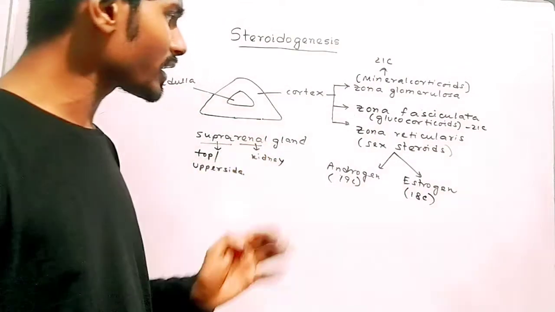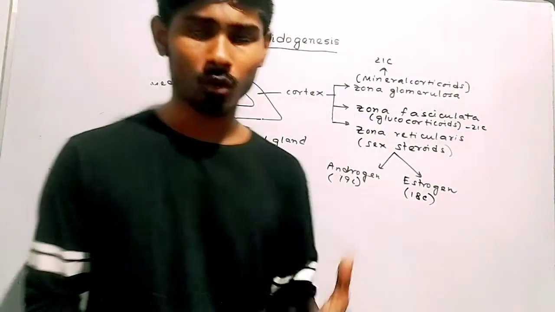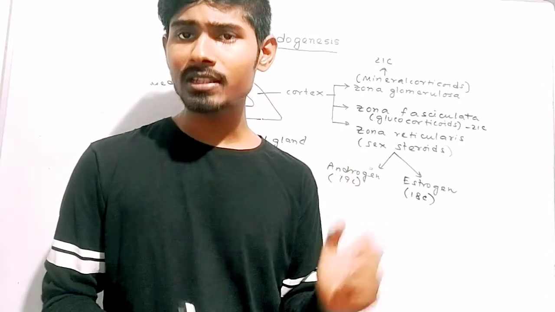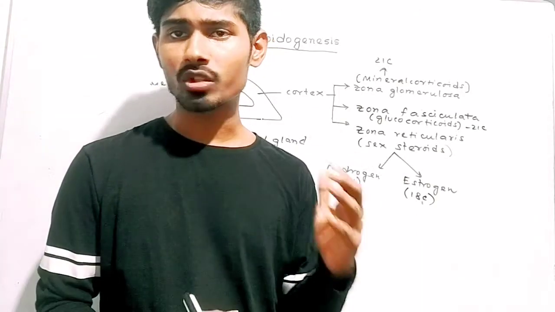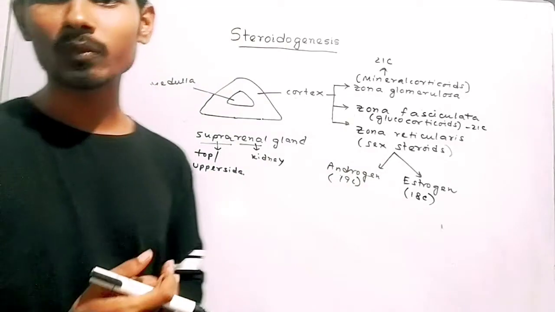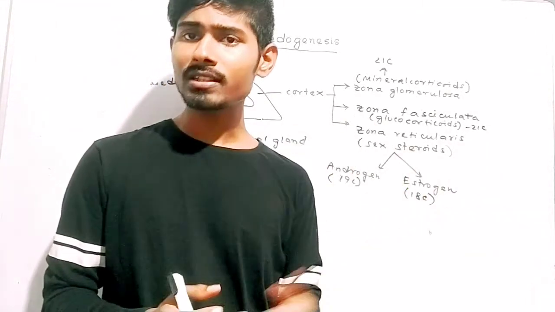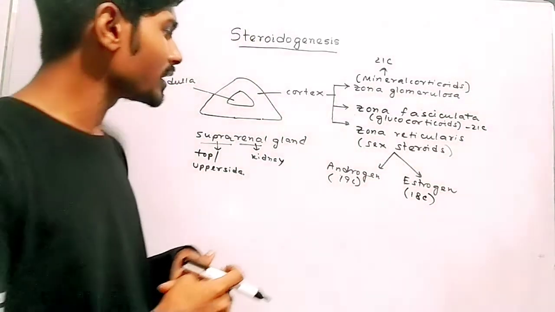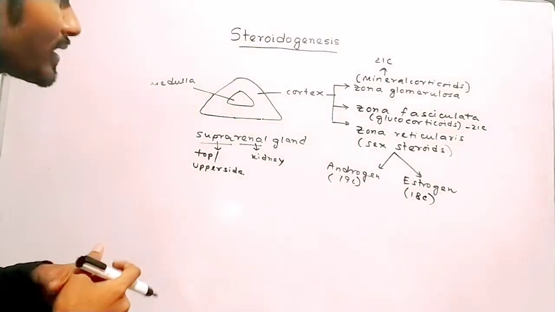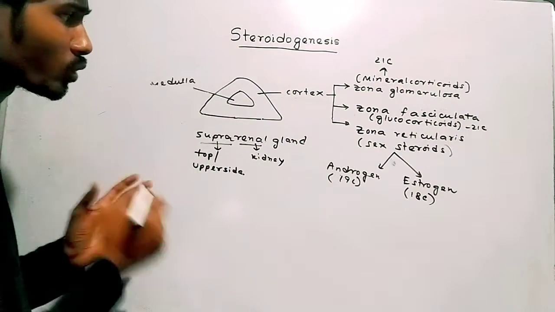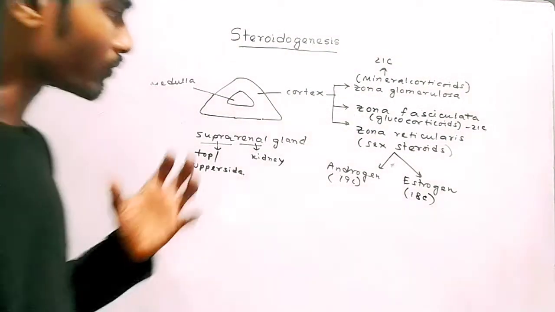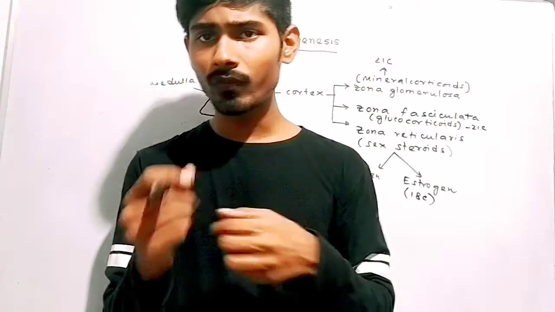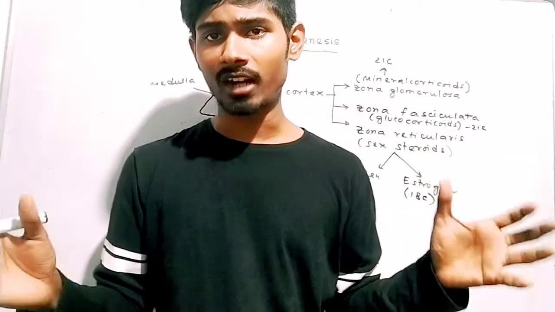Now the innermost layer, zona reticularis, produces sex steroids. The sex steroids can be of two types. One is the androgens and the other is the estrogens, okay. The androgens are 19 carbon compounds, whereas the estrogens are 18 carbon compounds, okay. So we'll be talking about these steroids and their synthesis processes. The sequence of reactions will be very well explained, and I will give you some tricks which will help you to remember the entire chart, okay.